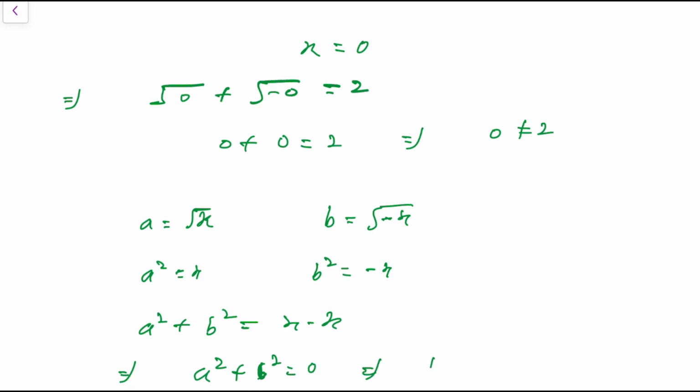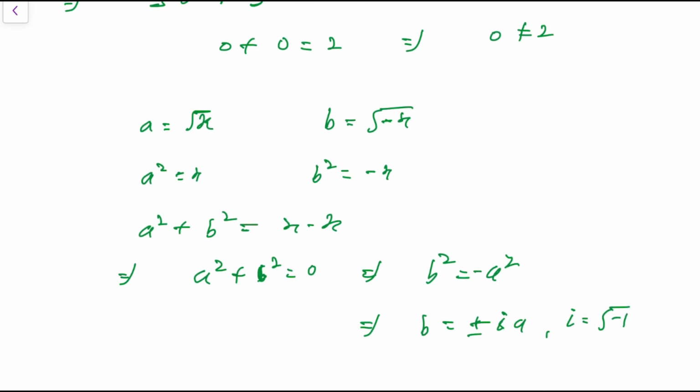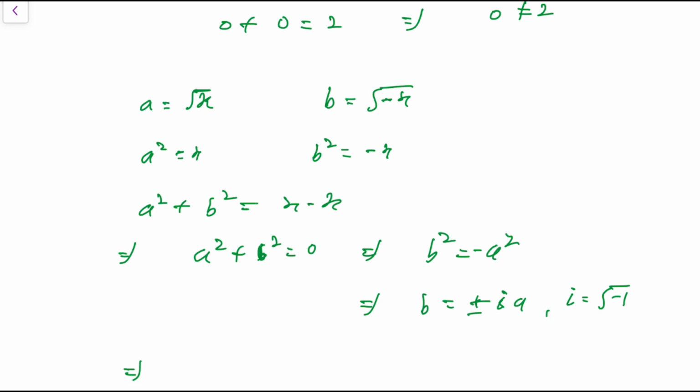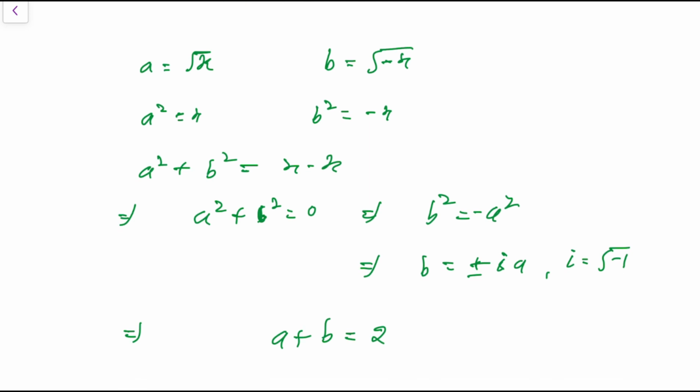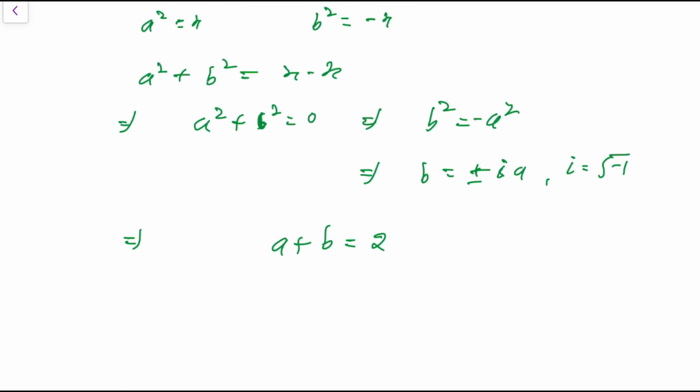which further implies that b square is equal to negative a square. That means the value of b will be plus or minus iota a, where iota is square root of minus 1. We also have the original equation, a plus b equals 2. Here we will consider two cases to find the values of x. In the first case, we consider b equal to iota a.